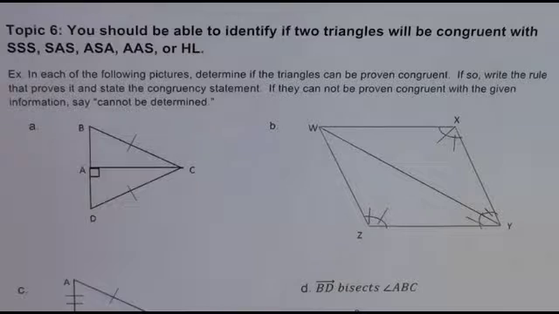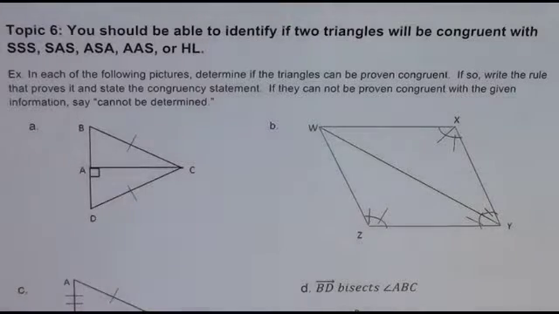Geometry 1, Chapter 5 Test, Topic 6. You should be able to identify if two triangles will be congruent with side, side, side, side, angle, side, angle, side, angle, angle, angle, side, or the hypotenuse-Leg theorem. Abbreviated as SSS, SAS, ASA, AAS, or HL.